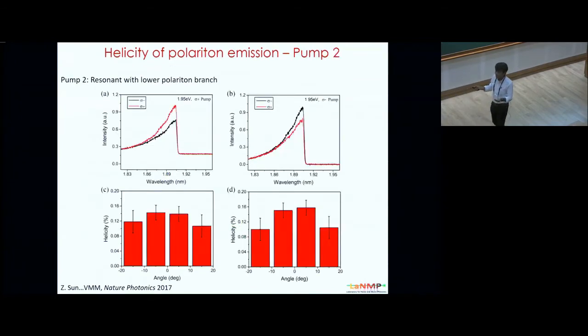The second experiment we wanted to do was to go below the exciton reservoir. So we are pumping in the band gap at the polariton branch directly and asking the question if the emission coming at k equal to 0 is going to show valley polarization. So again, the same experiment. We are pumping resonant at 1.95 eV in this case, which corresponds to the lower polariton branch.